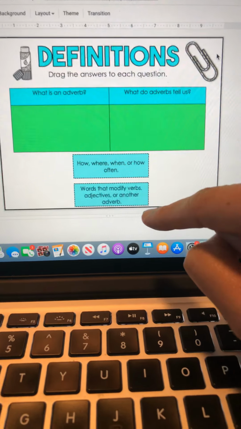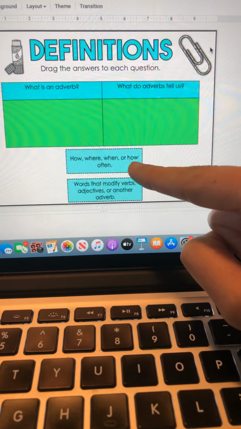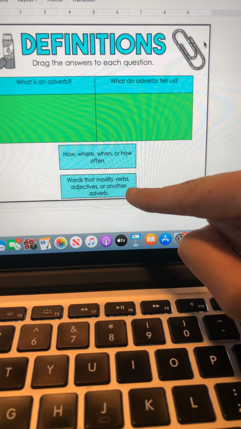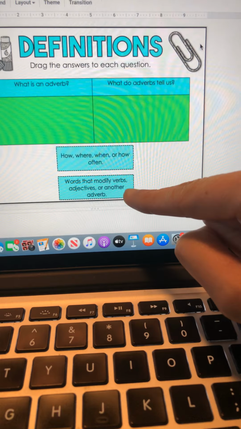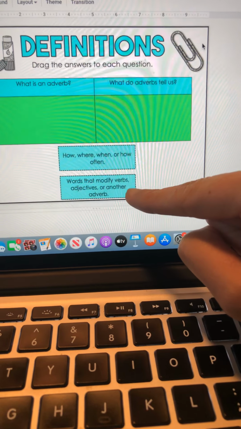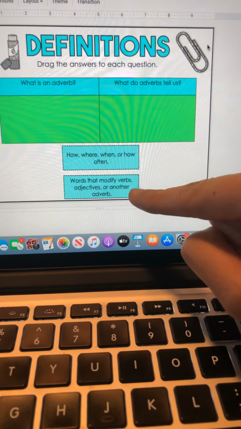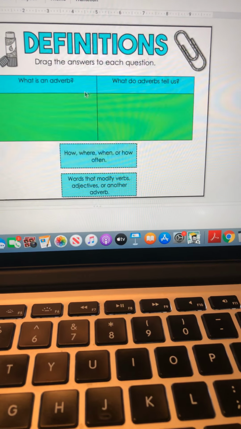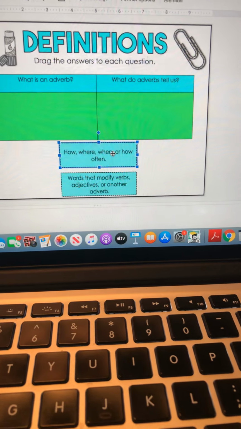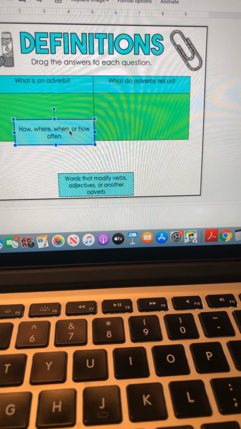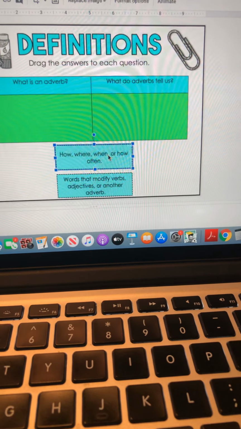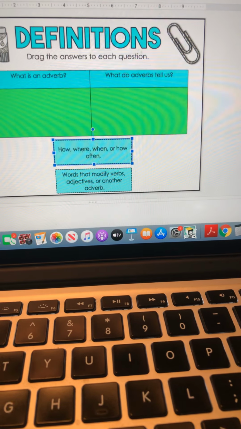I'm going to read those again. How, where, when, or how often. And then the next blue box, words that modify verbs, adjectives, or another adverb. So you have to match the answers with the correct question. And all you do is just click and hold it, and then you're going to drag it wherever it's supposed to go. Okay? And then it just stays there. Okay, let's move on to the next slide.